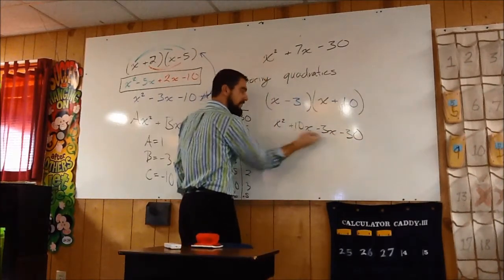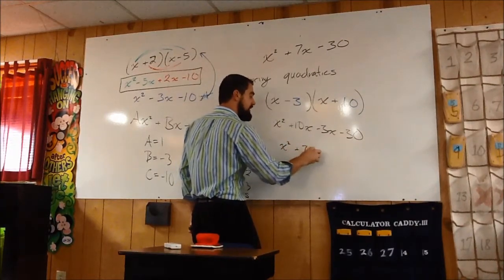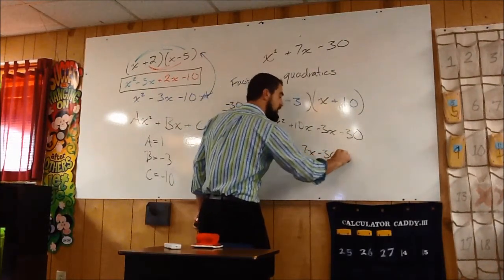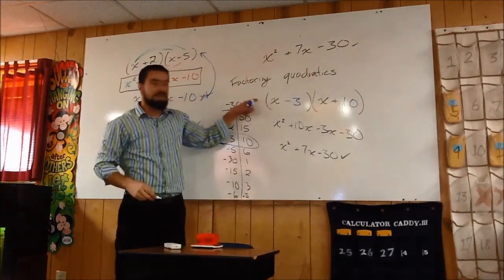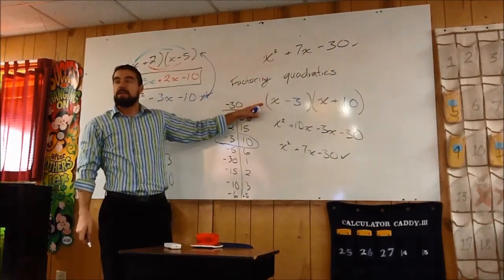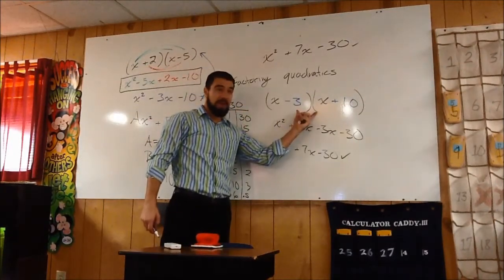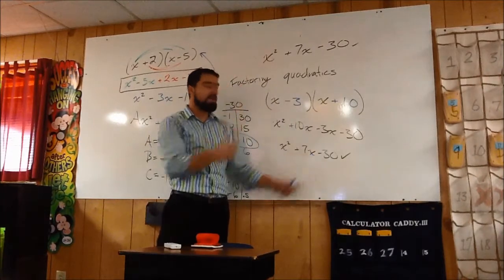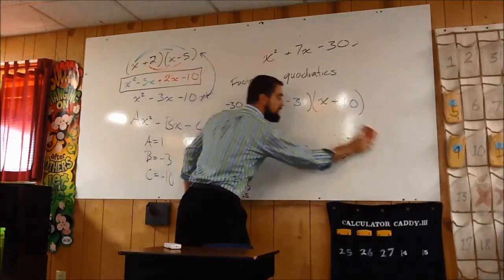And then let's go ahead and combine these two like terms. I've got x squared plus 7x minus 30. Well, that checks out. I know that I factored correctly because when I took the product, I got back my original answer. So there's no doubt in my mind now that we factored this correctly.